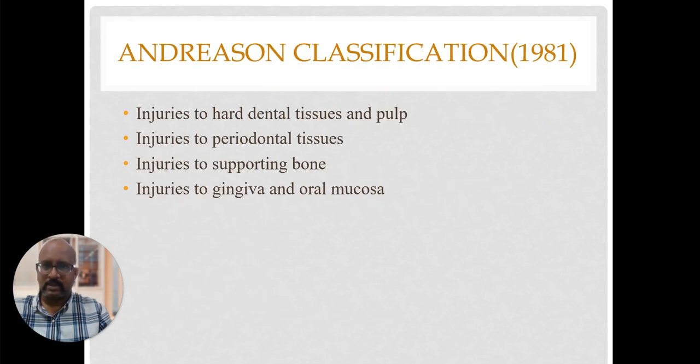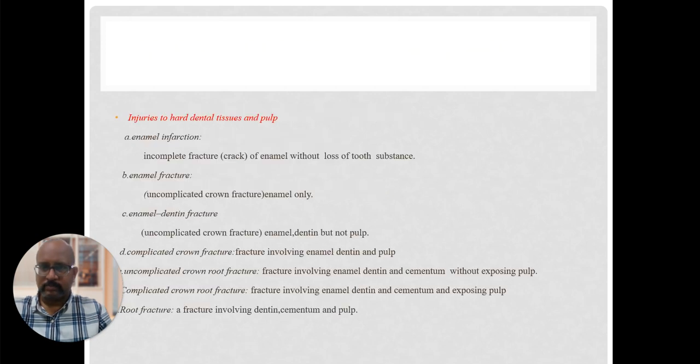Now the Andreasen classification is a different classification which divides injuries into hard tissues, supporting tissues and soft tissues. First is the injury to the hard tissues and pulp. We have enamel infraction, enamel fracture, enamel dentin fracture, complicated crown fracture which exposes the pulp, uncomplicated crown root fracture without exposing the pulp, complicated crown root fracture with exposing the pulp, and root fractures.